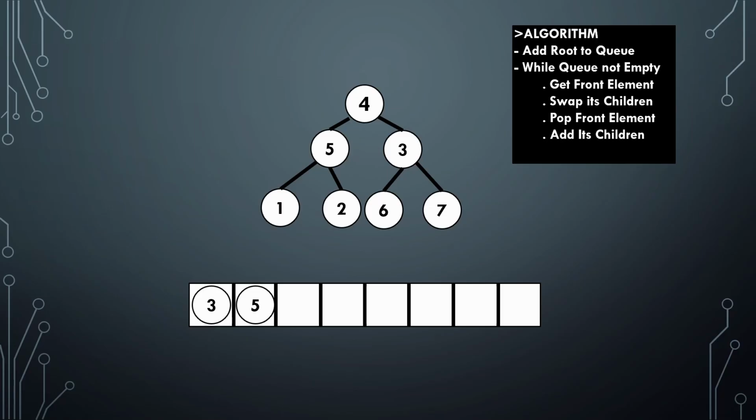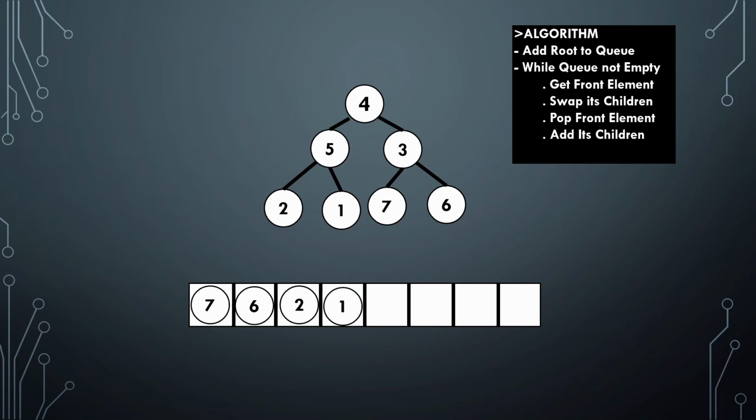Now I will go to the front of the queue and get the front element, which is 3, and check what the children of 3 are. They are 6 and 7, so let's go ahead and swap them. Now we can pop 3 and add 6 and 7 to the queue. Now we do it again. The front element of the queue is 5, so we get 5 and we swap its children, which are 1 and 2. Then we can remove 5 from the queue and we can add 1 and 2 to the queue.